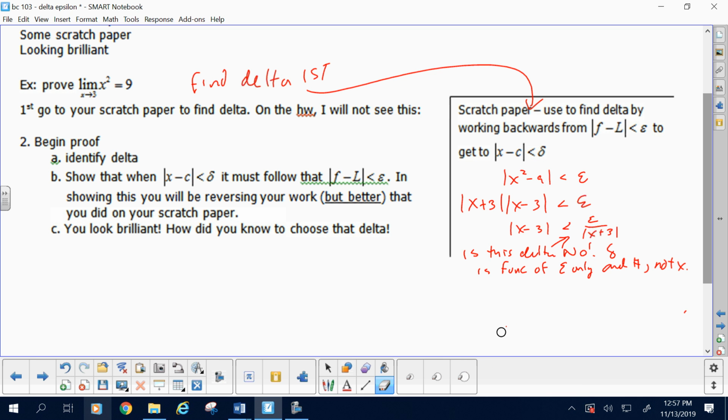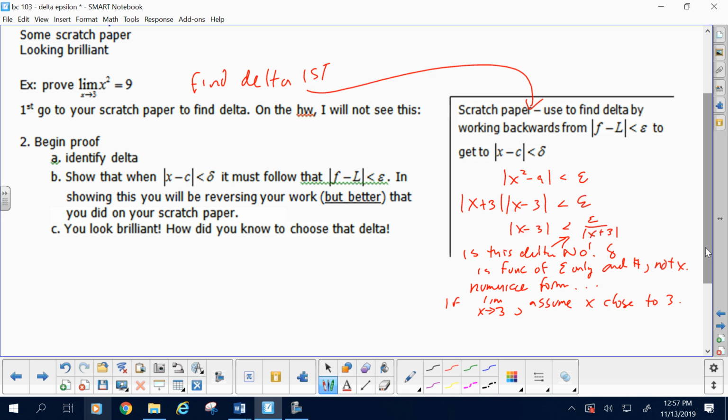All right, so here's the deal. To get a number here in place of an x, we're going to have to start off with a little bit of an assumption. It is 100% allowed. Don't worry. It's all good. We want a numerical form as the goal. Well, let's start here. If we're looking at what happens as x approaches 3, then we can assume that x is close to 3. The whole problem is, what's the limit as x approaches 3? So let's go with the assumption that we are around 3. You follow?